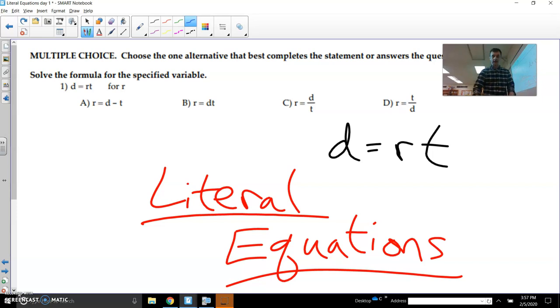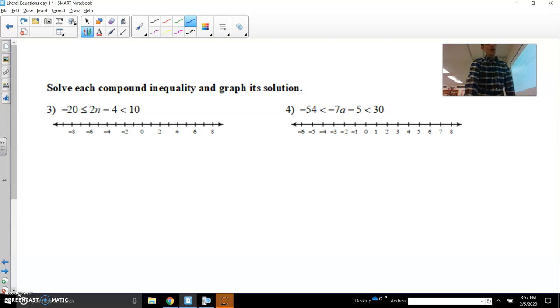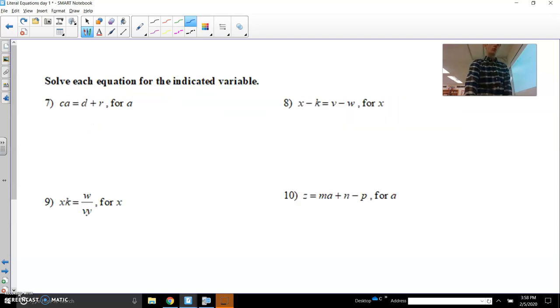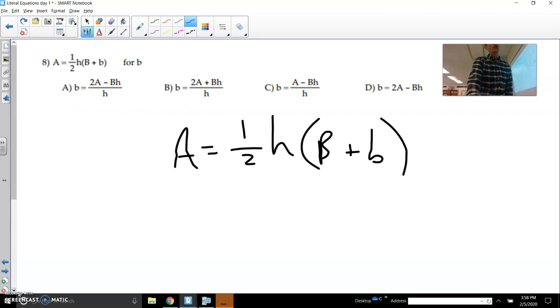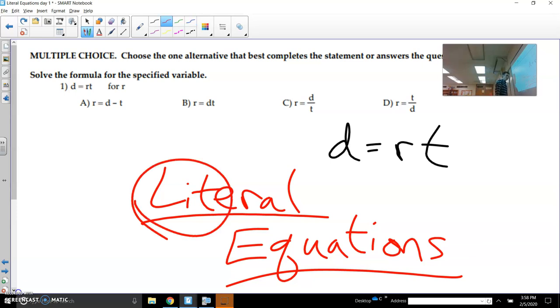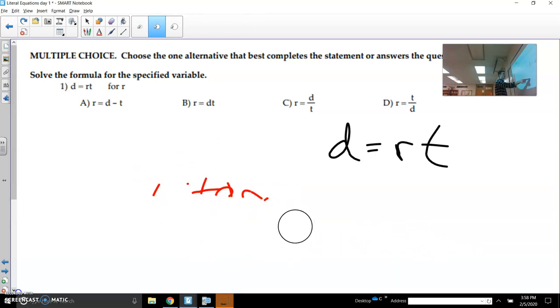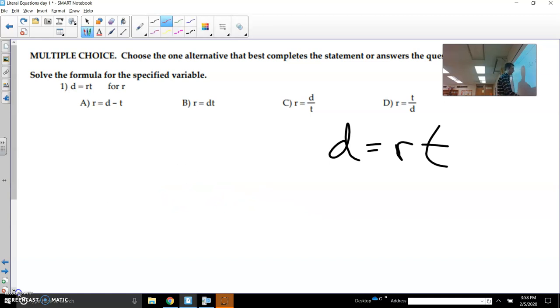We talked in the past about solving normal equations or inequalities, compound inequalities. So we're kind of adding to our arsenal of solving skills here, because the next step once you can solve equations would be solving equations literally, or solving equations that have more than one letter in them. And that's kind of where literal comes from in this sense. It's literature, multiple letters in it. Or you're literally manipulating the equation to equal maybe a different part or a different variable.